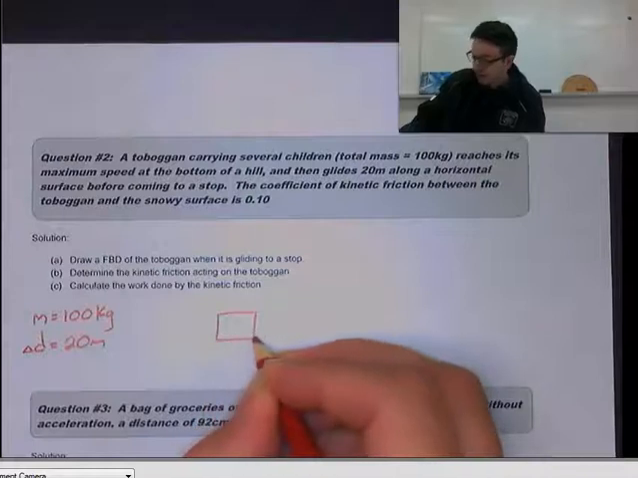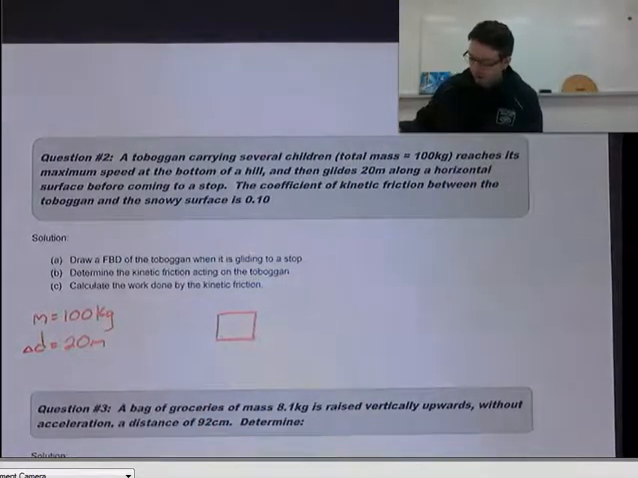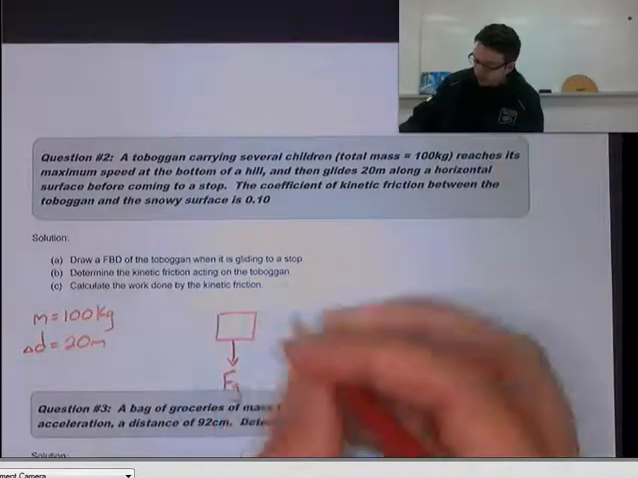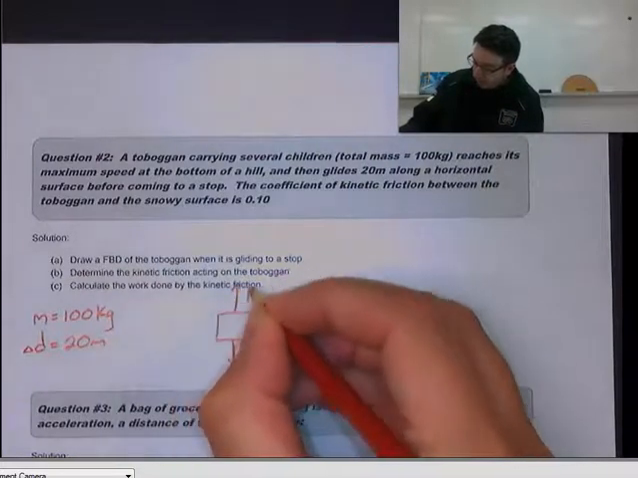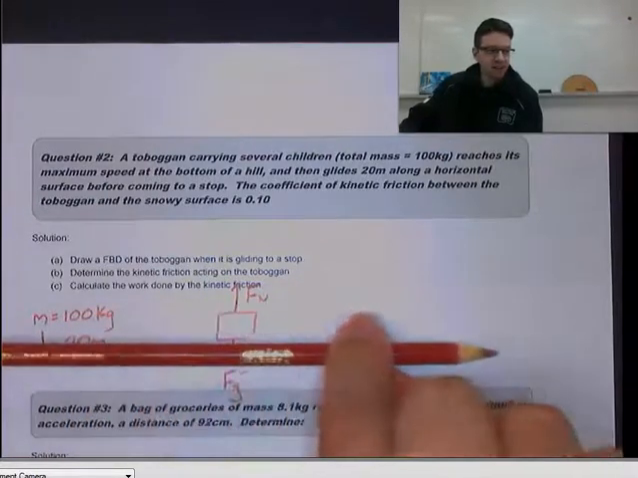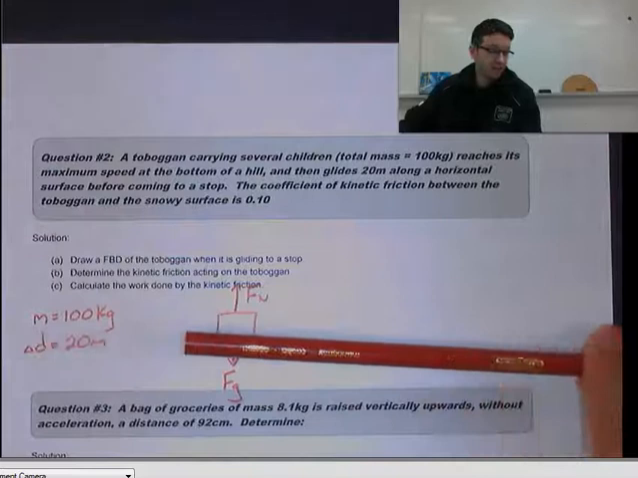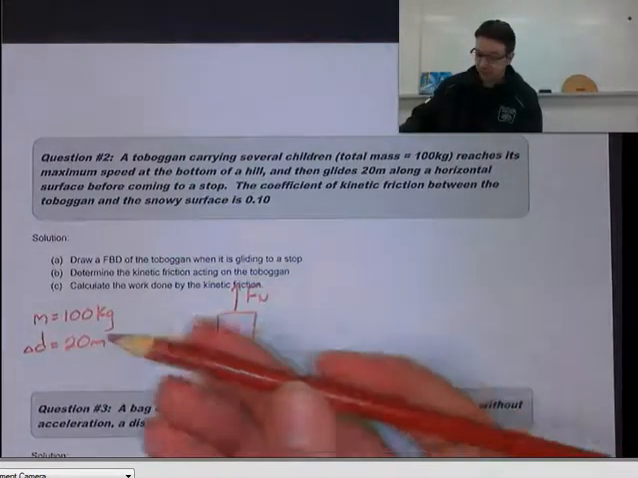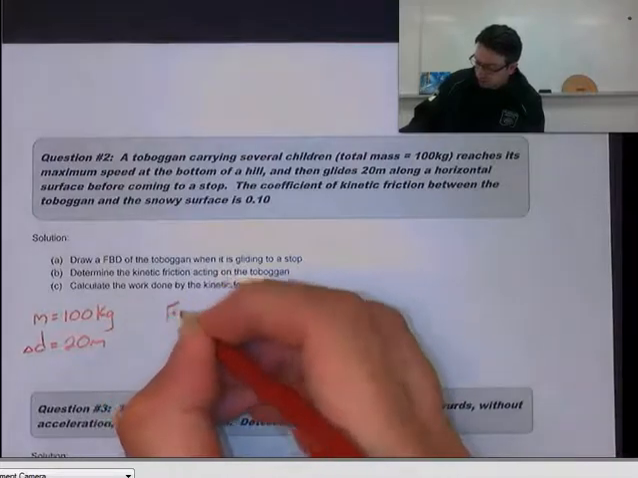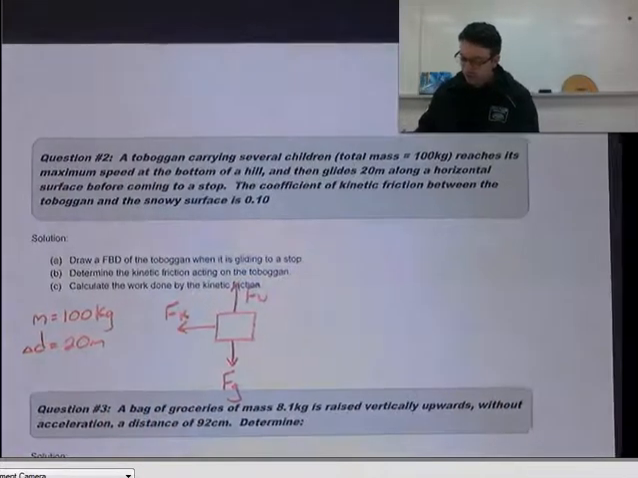There's our toboggan with the children on it. We're going to have force of gravity. We're going to have that normal force. And if we're moving in this direction, there's going to be a frictional force, specifically kinetic frictional force, in the opposite direction, opposing motion. Alright, so there's our free body diagram.